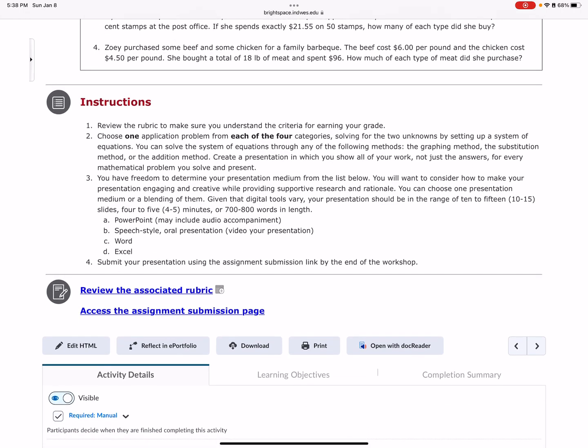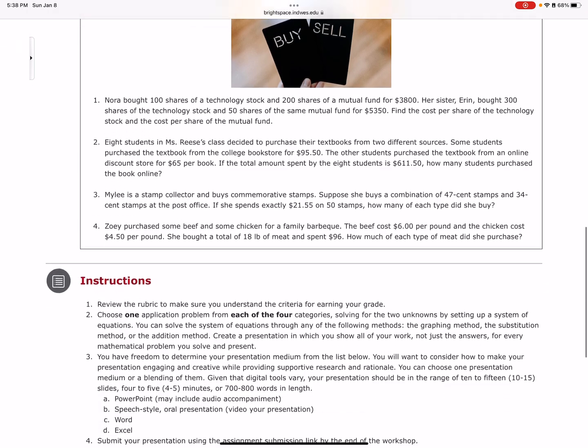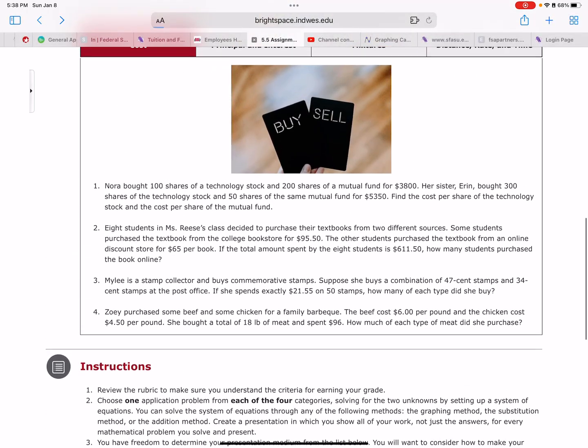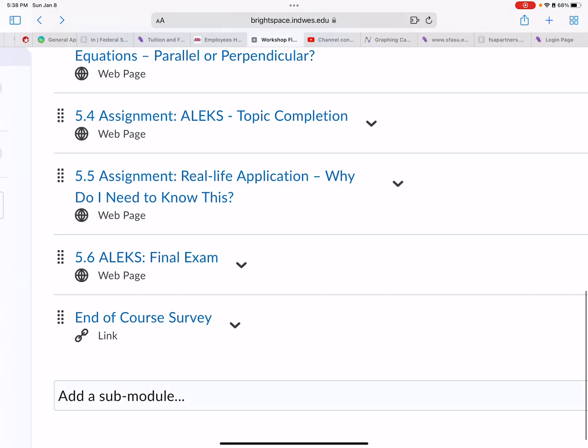And then it says you're going to do a presentation. You can do all the different types of presentations. Probably the easiest one is PowerPoint. You just throw it in, or Word or whatever. PowerPoint's so nice because it sets it up for you. But I'm going to show you on the GeoGebra how this makes it really easy.